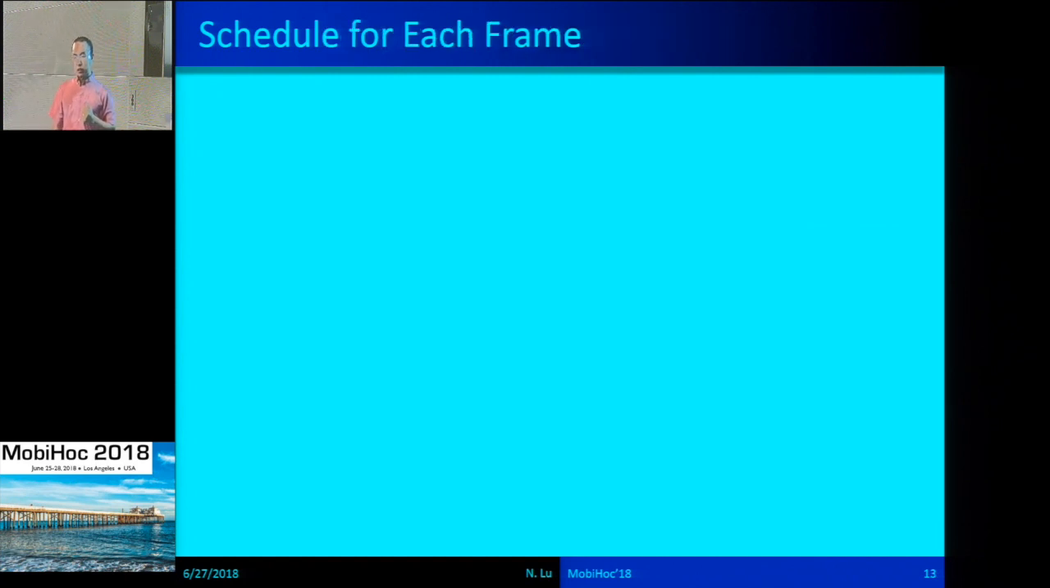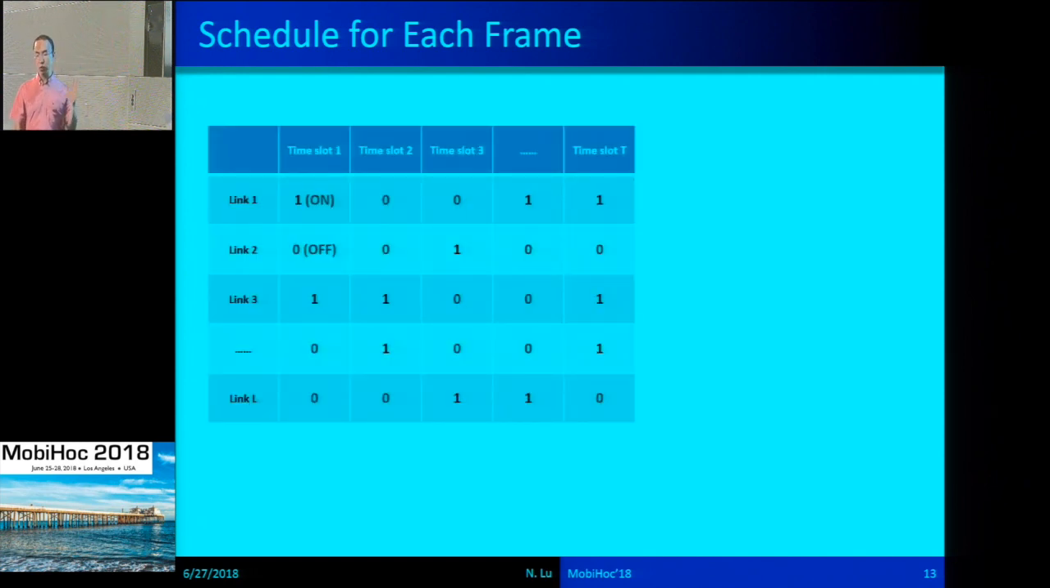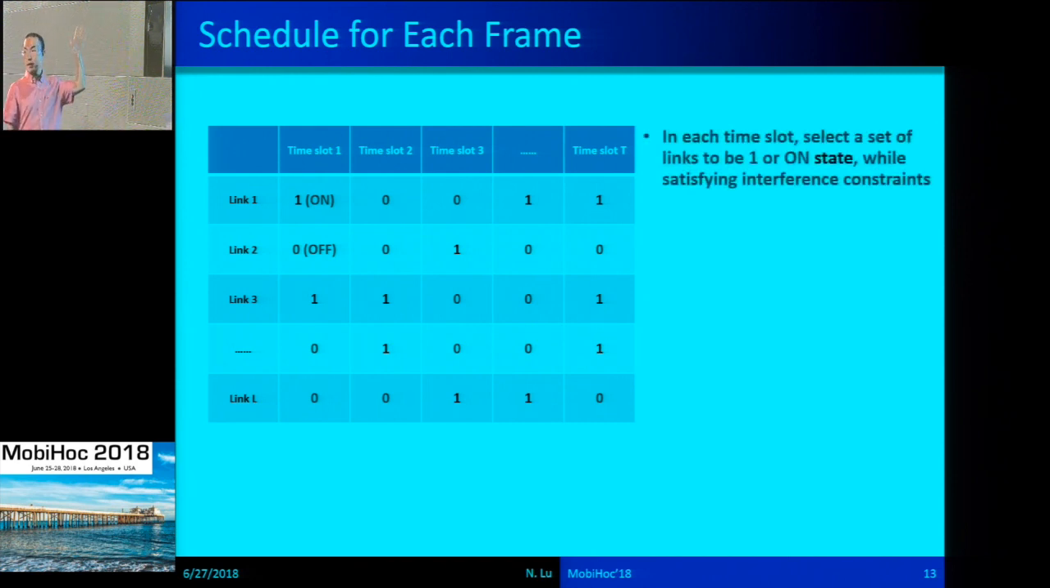Under the frame model, the scheduled transmissions in each frame look like this. We have a number of slots and a number of links. In each slot, we set a bunch of links to the on state, and other links to the off state. The on state means the link is allowed to transmit packets during that time slot, and otherwise the link has to keep silent. The set of on links has to satisfy the interference constraint, meaning any two links from that set won't interfere with each other.